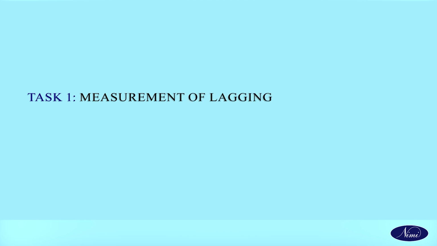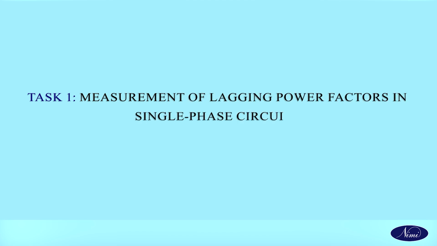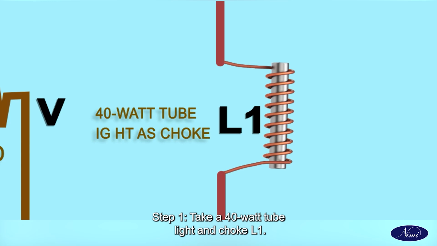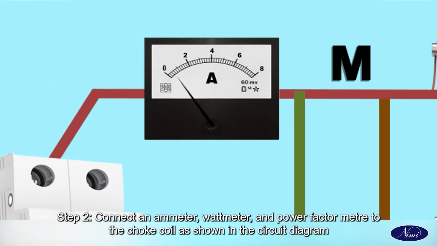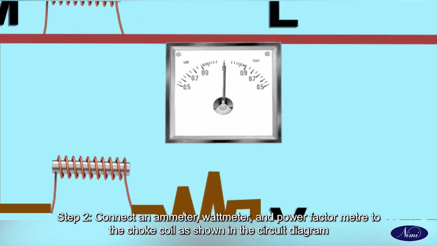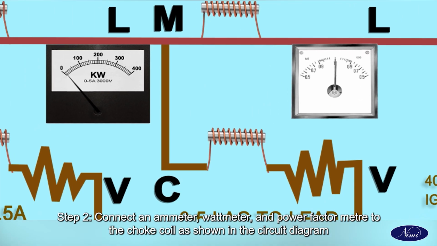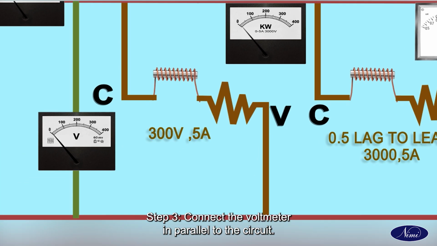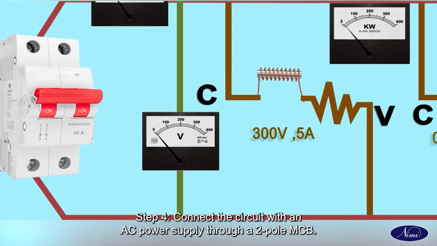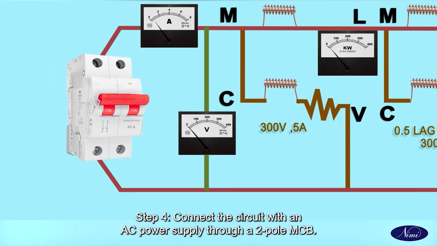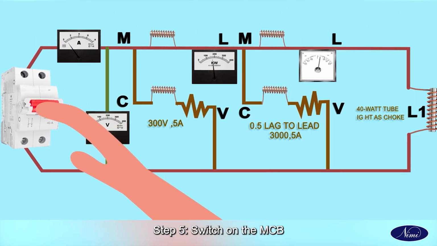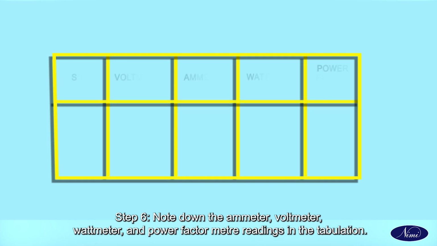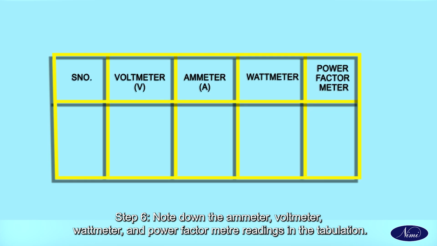Measurement of lagging power factors in single-phase circuits. Take a 40-watt tube light choke L1. Connect an ammeter, wattmeter and power factor meter to the choke coil as shown in the circuit diagram. Connect the voltmeter in parallel to the circuit. Connect the circuit with an AC power supply through a 2-pole MCB. Switch on the MCB. Note down the ammeter, voltmeter, wattmeter and power factor meter readings in the tabulation.